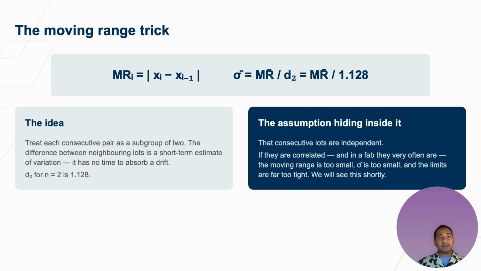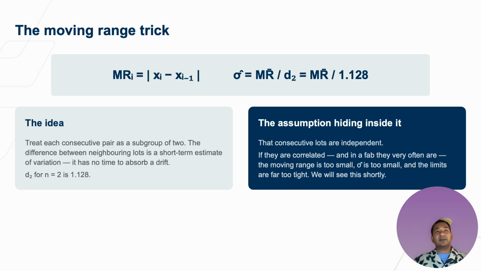Why is this the right instinct? The logic is the same as before. We want a short-term estimate. The difference between two adjacent lots has very little time in which to absorb the drift. If the process is slowly wandering, consecutive values are still close together, so the moving range stays small and the estimate stays short-term. Exactly what we want for setting limits.